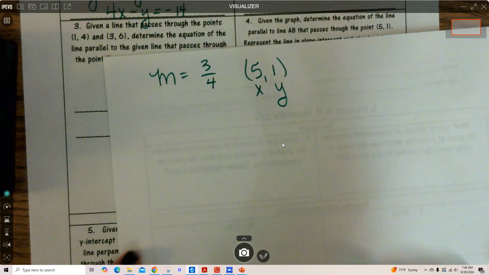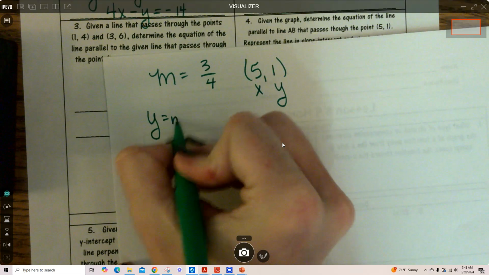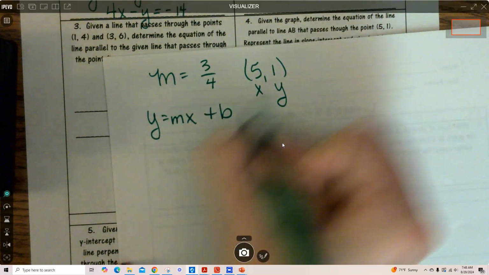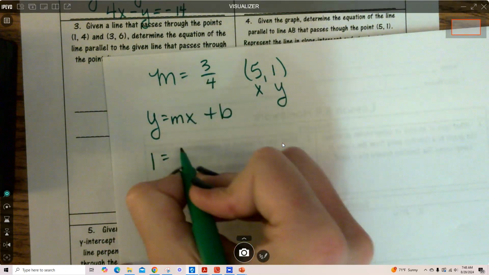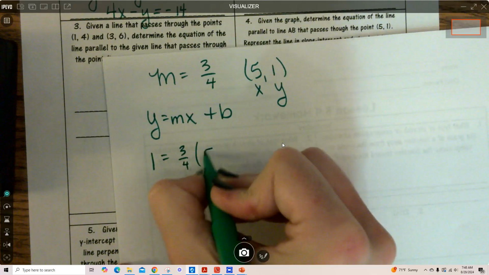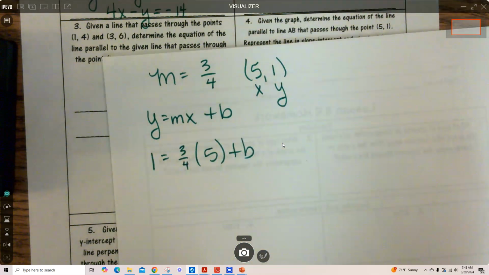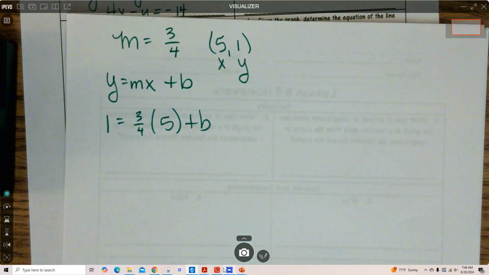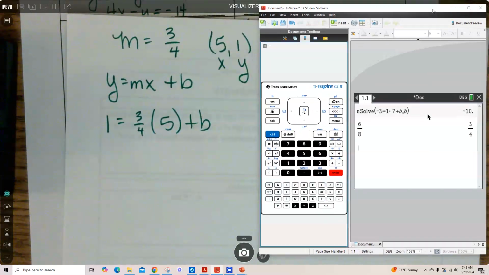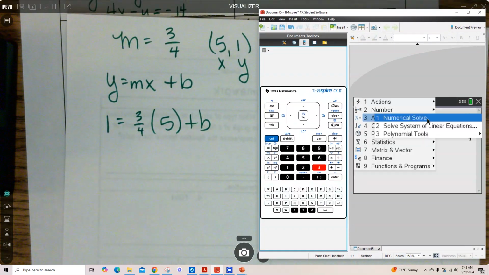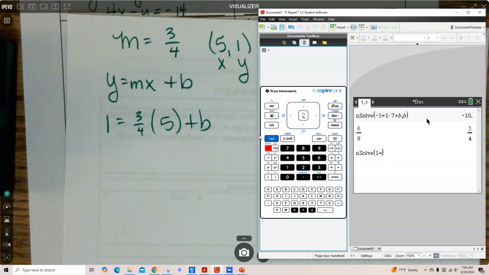Okay, so now we've got to write the equation. So slope-intercept form, y is a 1, m is 3/4, x is 5, plus b. So we've got to find our b value. All right, menu 3, 1 equals 3/4 times 5 plus b, comma b. And so there's my y-intercept.